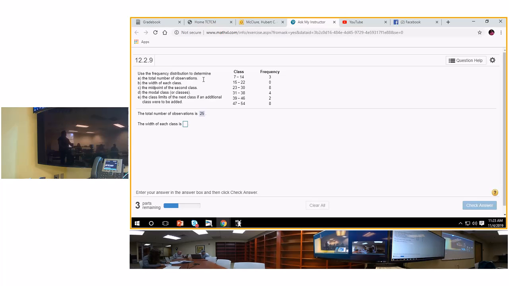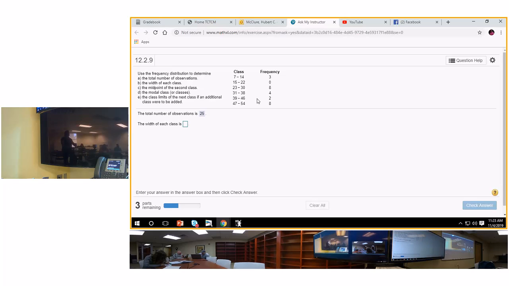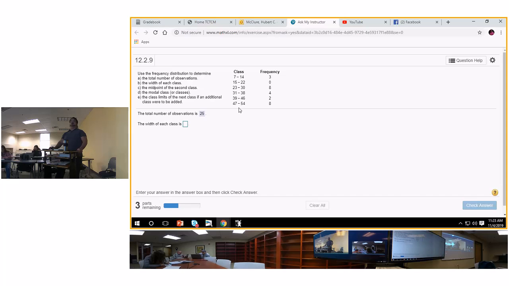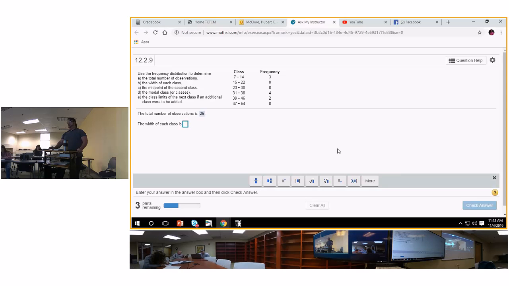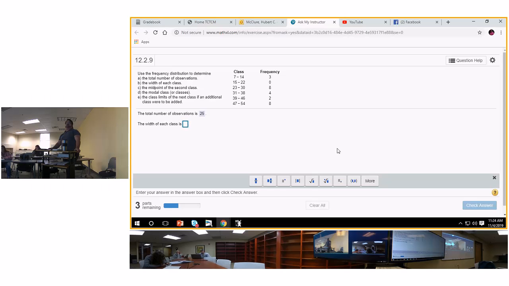The class width, what's 22 minus 14? What's 30 minus 22? What's 38 minus 30? What's 46 minus 38? What's 39 minus 31? What are those? What's the answer? Okay, I'm going to say it again. What's 30 minus 22? What's 38 minus 30? Okay, so the answer is 8.